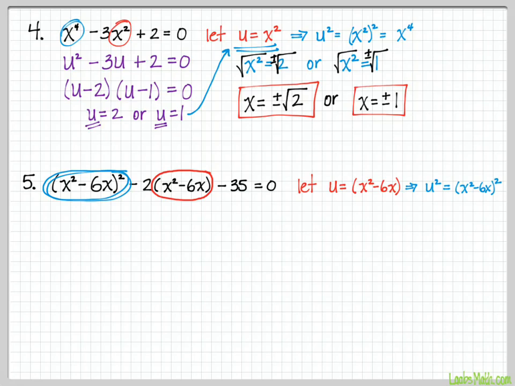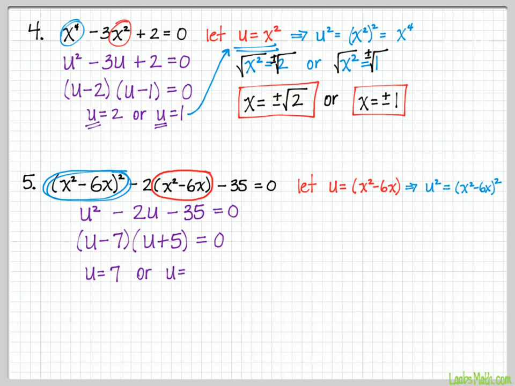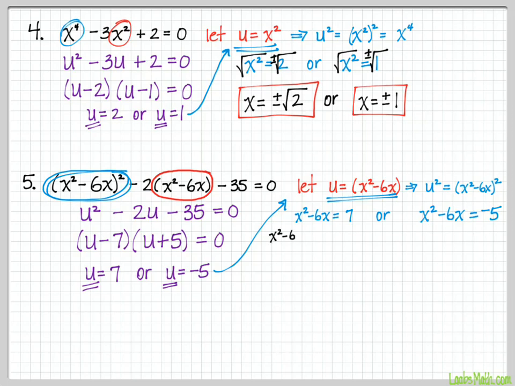For problem number 5, I'm doing the substitution in, factoring, solve for u, resubstitute, and I go, oh, okay, these are a little bit more interesting. Each one of those, when I resubstitute it back in, I have to solve another quadratic. So I subtract the 7 from both sides, and then I notice that that is factorable. I get x minus 7 times x plus 1, which means x equals 7 or x equals negative 1.